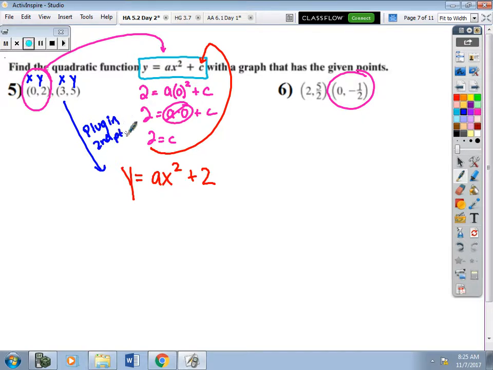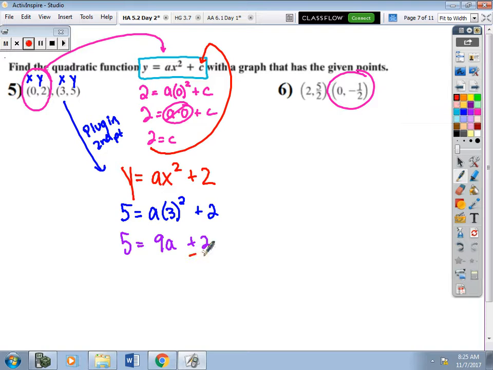Okay? Because we've already solved for C, now we can plug in the other point and solve for A. So we'll plug in 5 for Y, A stays A, and we'll plug in 3 for X. And then same thing, we're going to do our order of operations. 3 squared gets me 9, and I make that 9A instead of A9 just to look more normal, plus 2. And then use your inverse operation.